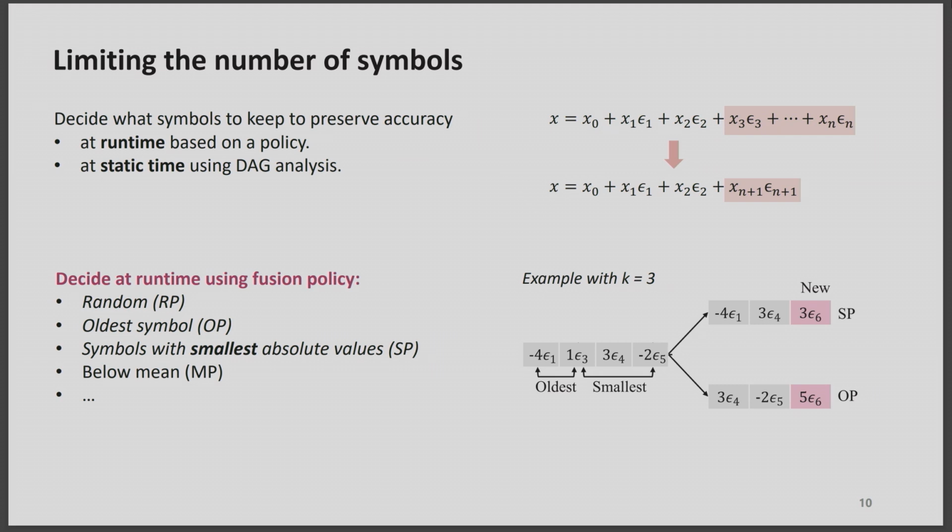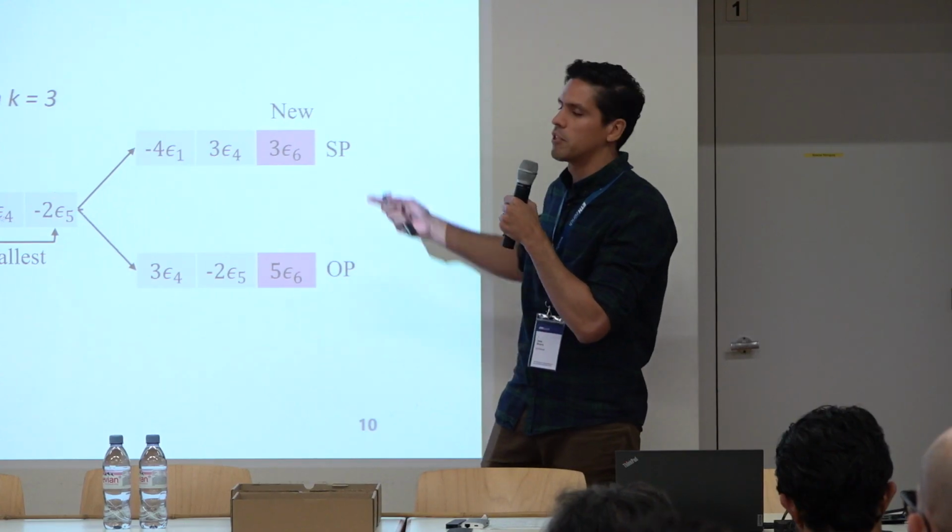And we can merge the oldest symbols possible, because as I explained, as you compute more, new symbols are created. And another one that we like is to merge the ones with the smallest absolute values. Here I have an example where epsilon 3 and epsilon 5 have the smallest absolute values. You can just merge them into a new symbol, epsilon 6.